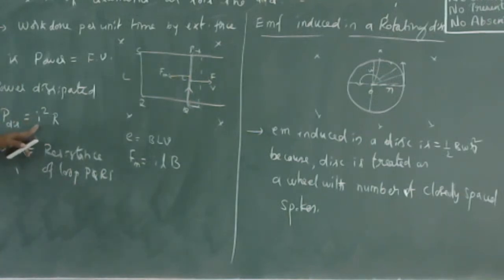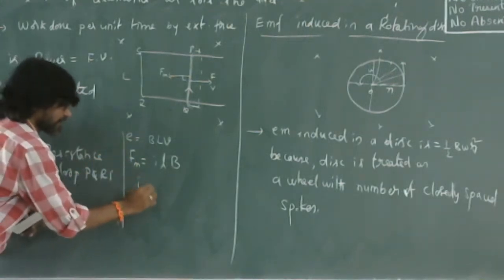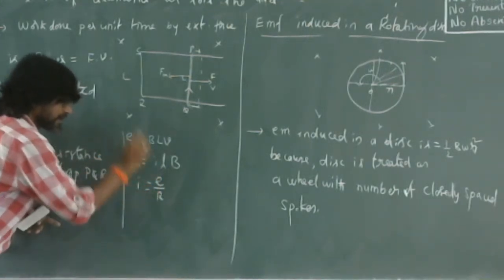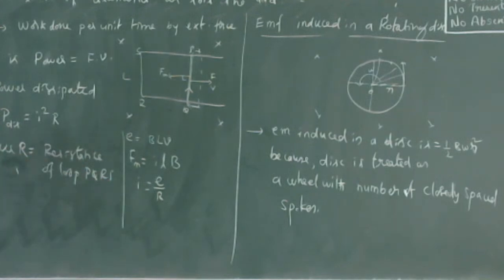Here you know already the induced current I is equal to induced EMF by resistance. By substituting this, we will get the power. Got it? So these are a few related terms you need to have an idea of.